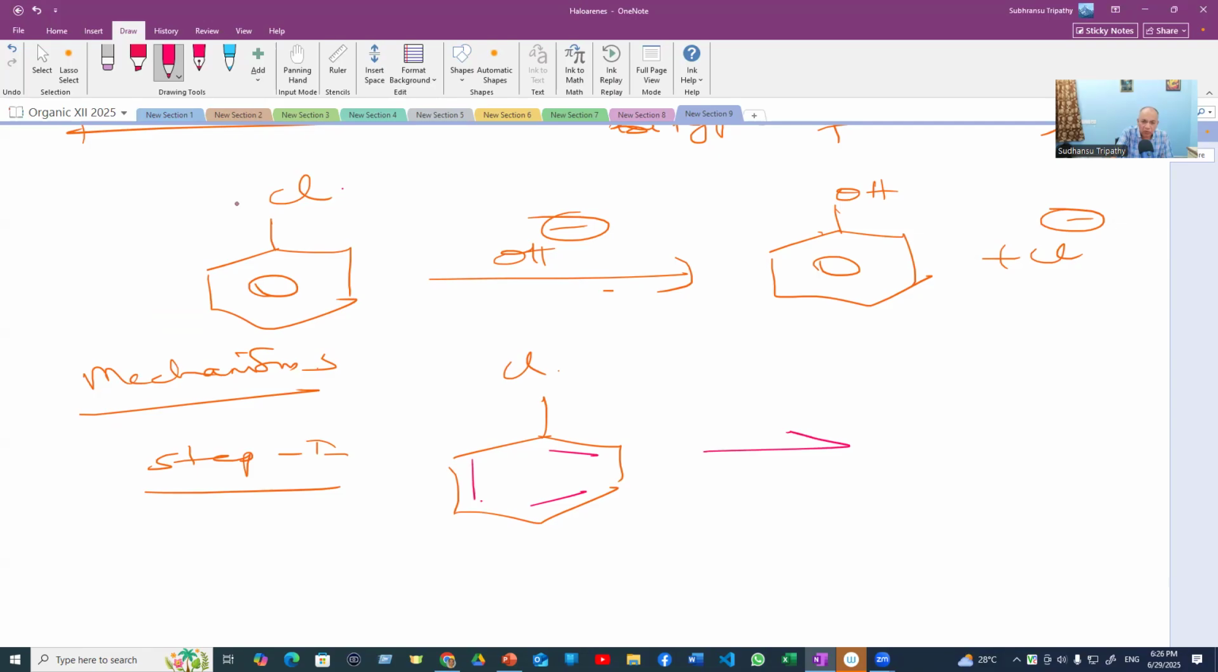Now you will have to go for the nucleophile, Nu minus, not E plus. You are doing nucleophilic substitution. So that will attack at the same position. See, it will attack here so that the pi bond will be polarized in the reverse direction. So you get an arenide ion.